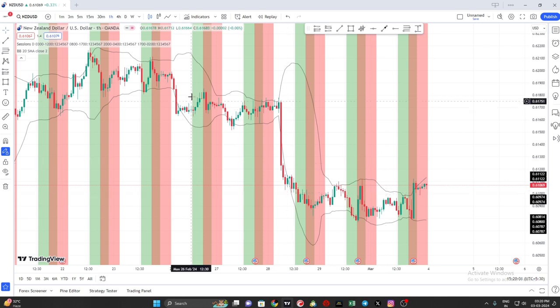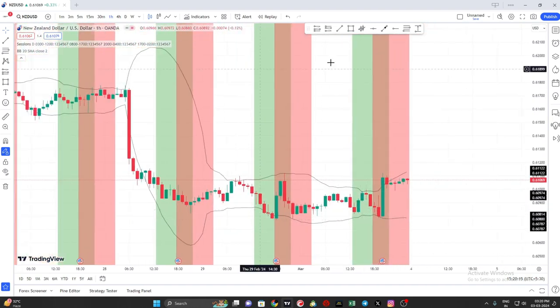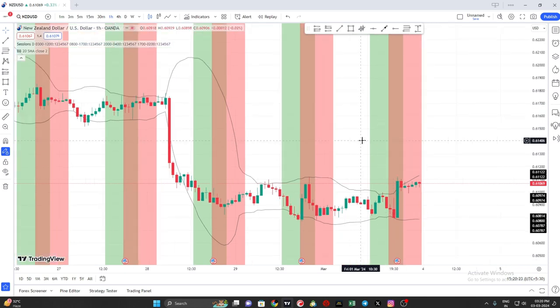Now you can see that this is the London session, which starts from here, and from here the New York session starts, and here the London session ends, and here the New York session ends. So we just use this indicator to identify the London and New York sessions, and nothing more.